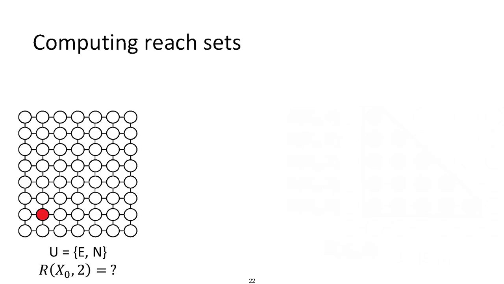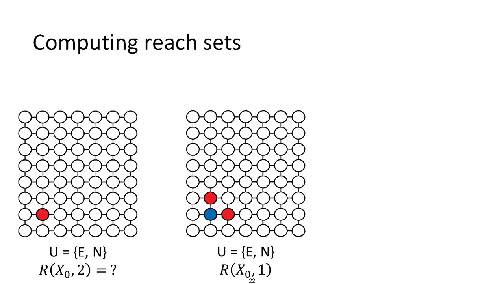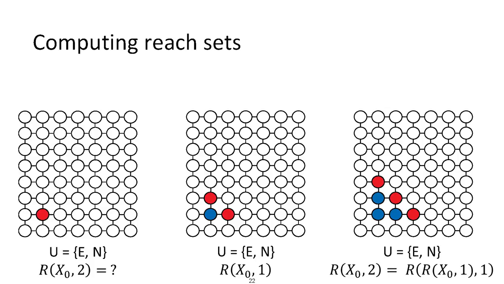Now, as some of you may have figured out by now, there's a simple way that we can compute reach sets for finite state machines. So for example, let's say we wanted the reach set at time 2. The easiest way to do this is to break it up into single time steps. So instead of computing it straight for time 2, let's first compute it for time 1. And now we can use these two states as the set of initial states and compute the reach set for one more time step. And that gives us the reach set. Okay, any questions?